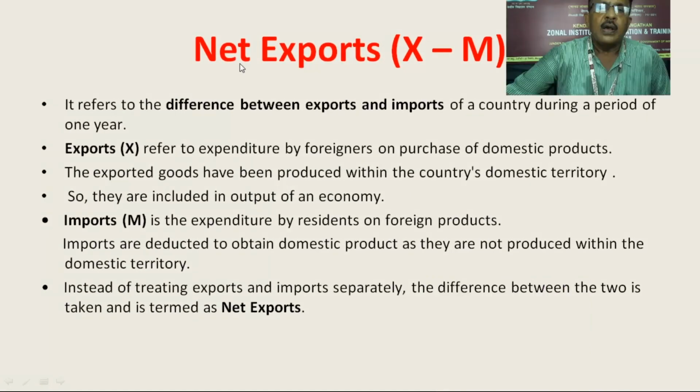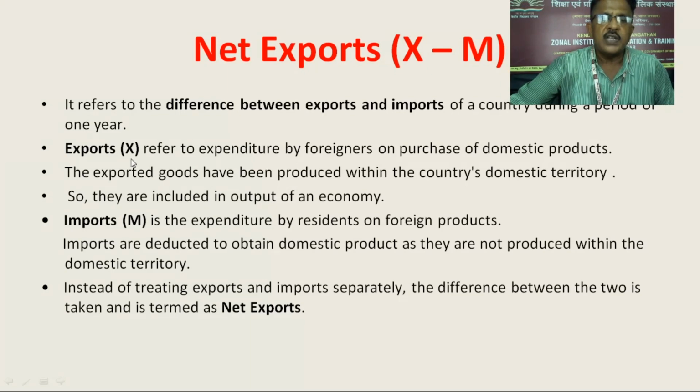Net exports is equal to the difference of X minus M, that is exports minus imports. It refers to the difference between exports and imports of a country during a period of 1 year. Exports, that is X, refers to the expenditure by foreigners on purchase of domestic products. The exported goods have been produced within the country's domestic territory, so they are included in output of an economy.